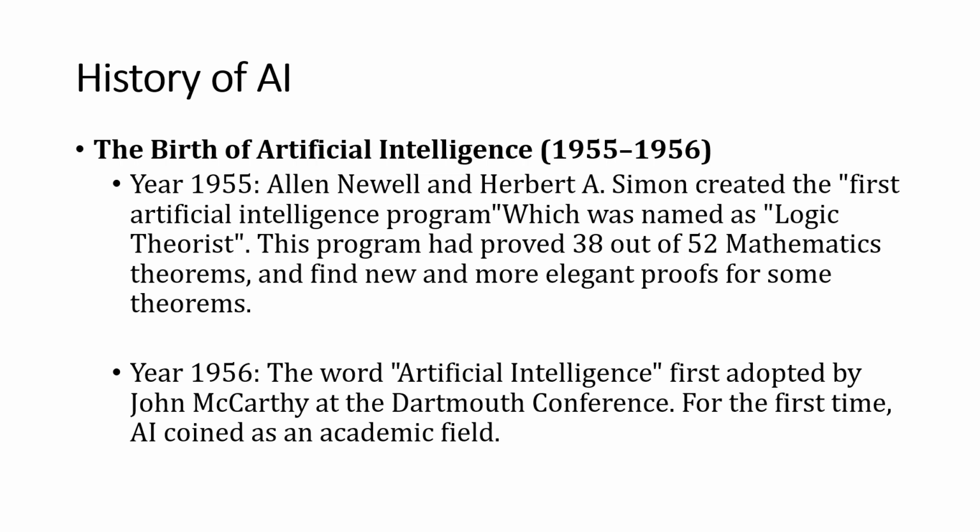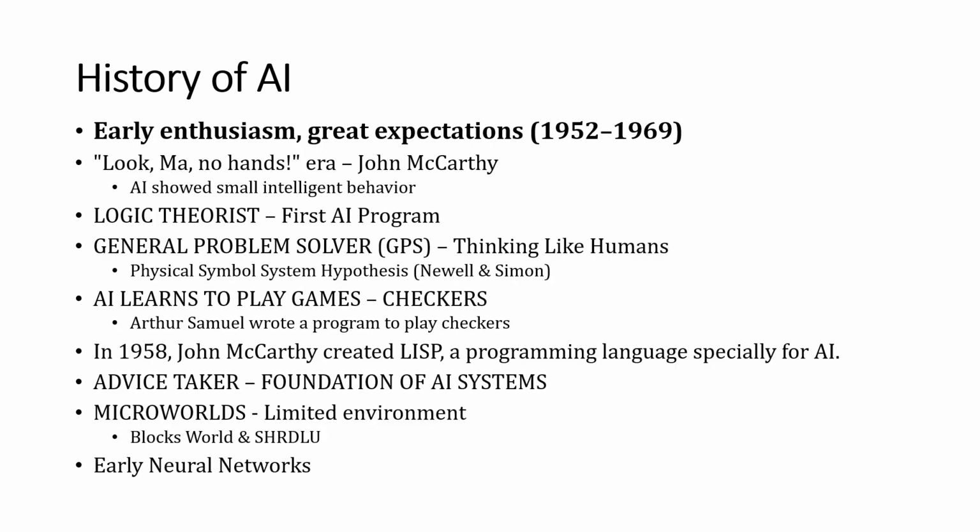John McCarthy officially coined the term artificial intelligence in the year 1956 at the Dartmouth conference, which is considered the birthplace of AI. AI was recognized as a separate academic field for the first time. Next is the period 1952 to 1969. This period is known as the early enthusiasm, great expectations phase of artificial intelligence. During this time, AI researchers achieved several impressive but limited successes.